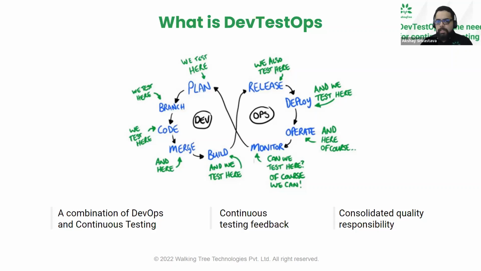Now, as the name suggests, DevTestOps is a combination of DevOps and continuous testing. So DevOps in itself is a well laid out framework. Combine it and integrate it with continuous testing, involving early testing, testing more frequently and throughout the delivery pipeline. And what we get is DevTestOps.